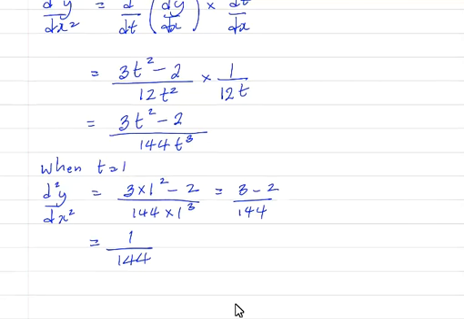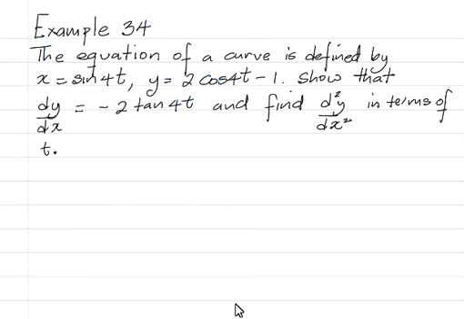Next question. Example 34 says the equation of a curve is defined by x is equal to sine 4t and y is equal to 2 cos 4t minus 1. Show that dy by dx is equal to minus 2 tan 4t, and find d2y by dx squared in terms of t.